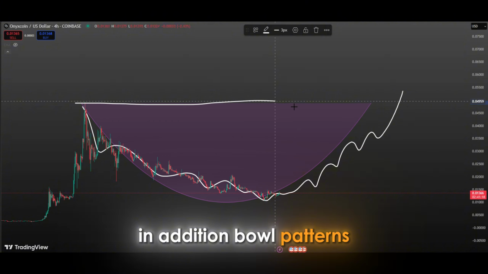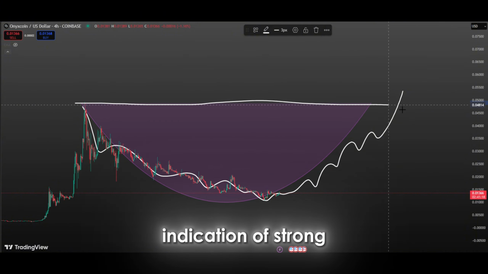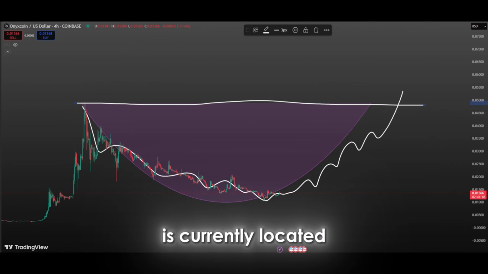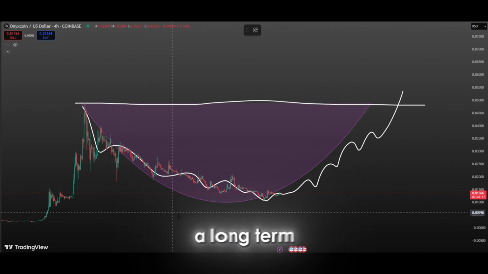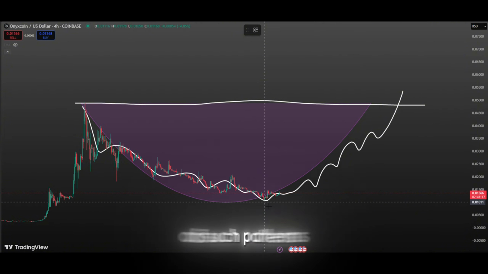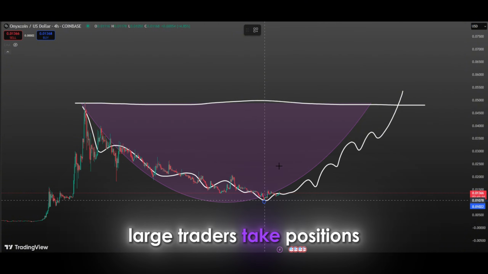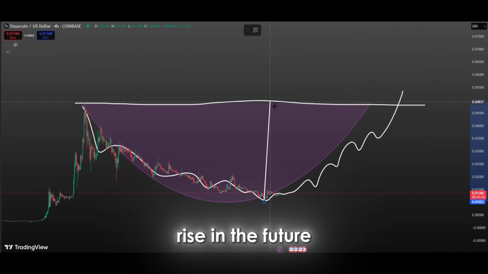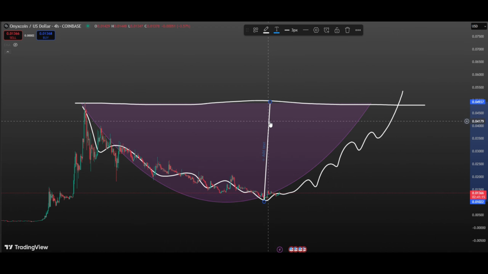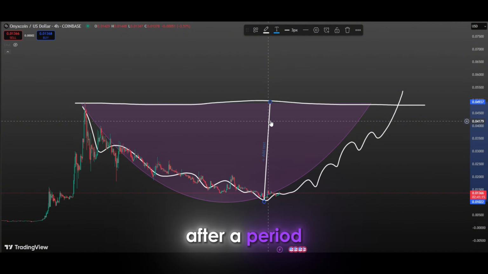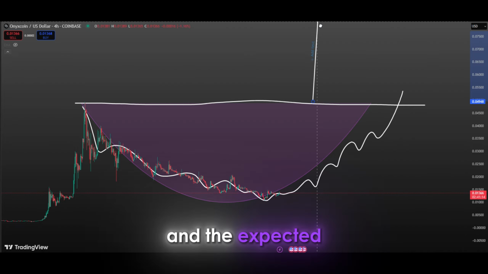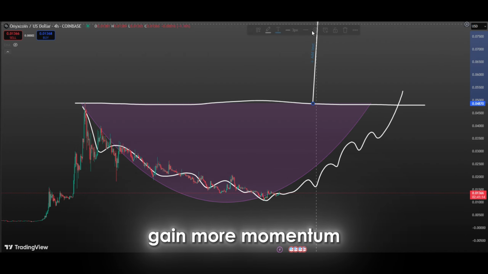In addition, bowl patterns are often an indication of strong trend reversals. This means that the area where the price is currently located could also be a long-term reversal point. At the lows of such patterns, large traders take positions, accumulation processes take place, and the foundations for a strong rise in the future are laid. If the price makes an upward breakout after a period of strength here, the completion of this pattern may accelerate, and the expected upward movement may gain more momentum.